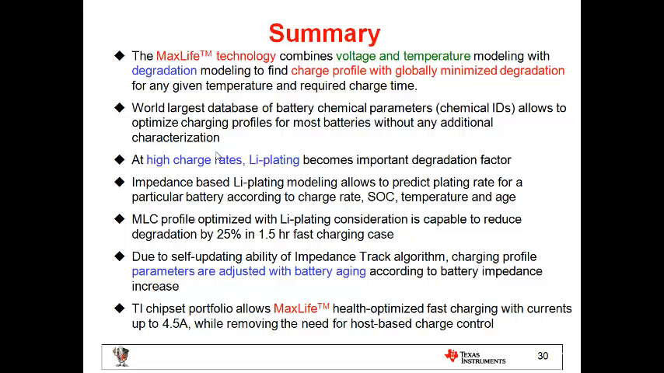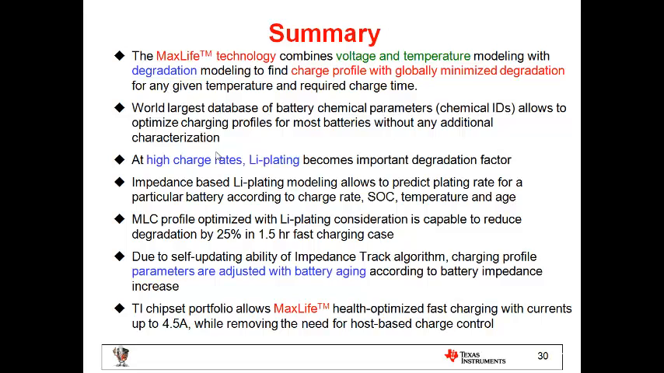database available for ChemIDs. And also, we want to highlight that lithium plating, which is an important degradation factor, comes into effect especially at very high charge rates. So with the multi-level charging profile, you can optimize lithium plating considerations so that it reduces the degradation that can happen by up to 25% in a case where you're trying to charge at a 1.5 hour charge time.